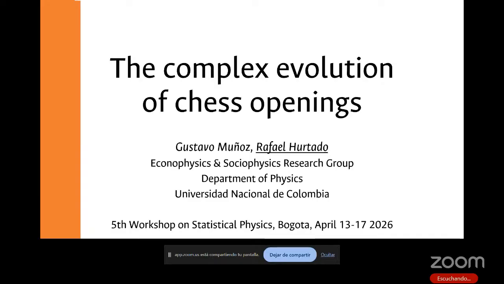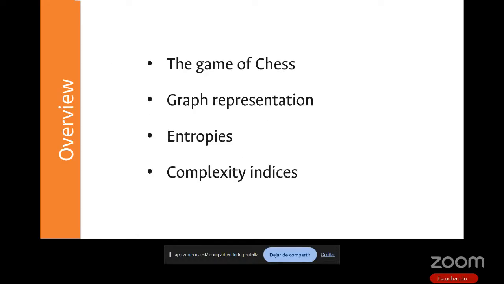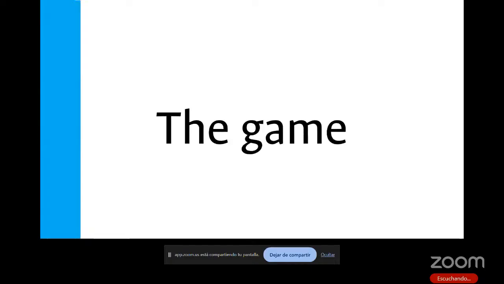Okay, good afternoon. So we are going to talk about chess. This work is with Gustavo Muñoz. He's a student at the Department of Physics at Universidad Nacional de Colombia. So we are going to talk about the game itself, the representation. We are going to use graphs, entropies, and at the end, very briefly, the complexity indices.